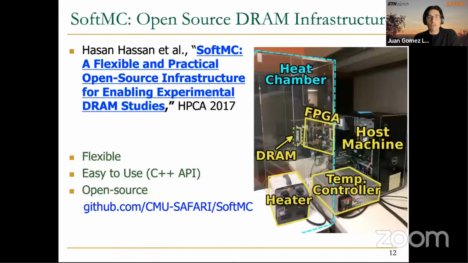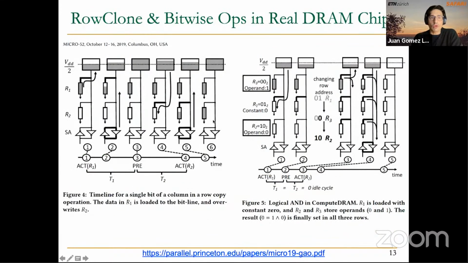And there, the authors, by using FPGA-based memory controllers, SoftMC, you can find a link to a repository where you can download SoftMC here. By using SoftMC, they were able to emulate RowClone, which is this figure here on the left, and Ambit as well, which is this right figure here.